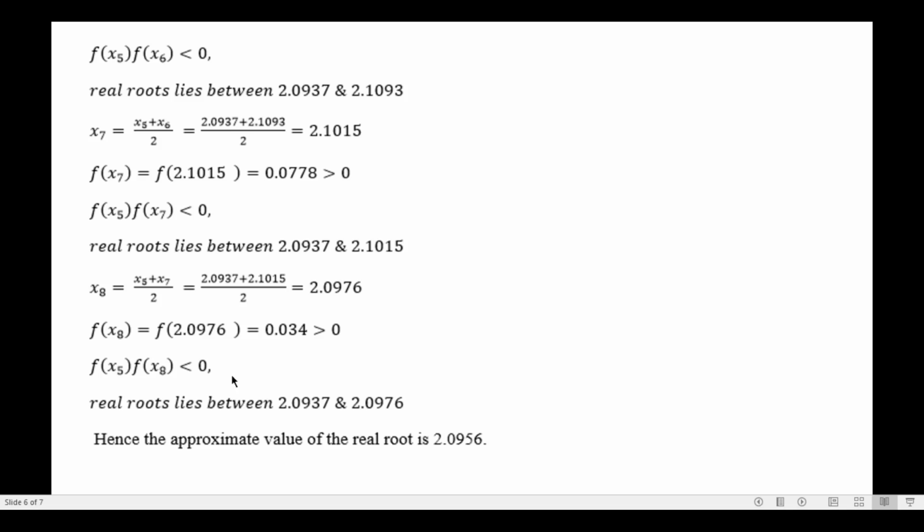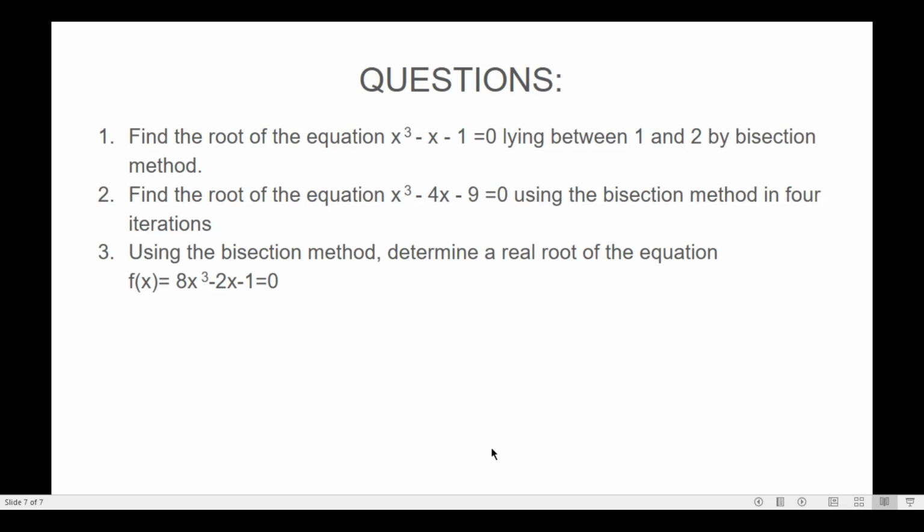So the same process repeats. We get the approximate value closer to the real root, that is 2.0956.